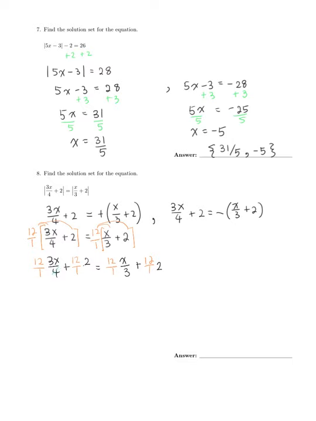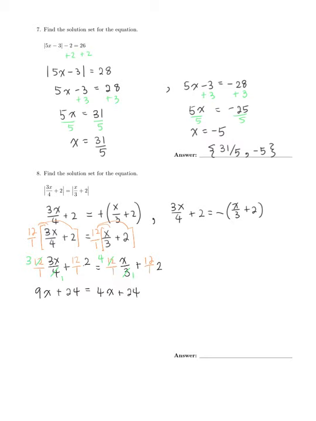Now 4 goes into 4 once, into 12 3 times. So what do we have left? 3 times 3x, so that's going to be 9x. And then you're going to have 12 times 2, so that's plus 24. And that's going to equal, all right, now I can reduce: 3 goes into 3 once, into 12 4 times. So what we're left with is 4x, and then plus 12 times 2, which is 24. Boom, look at it. Beautiful, no more fractions.